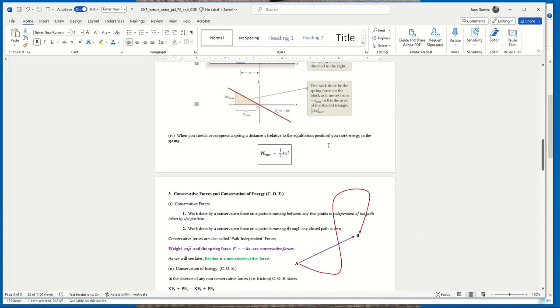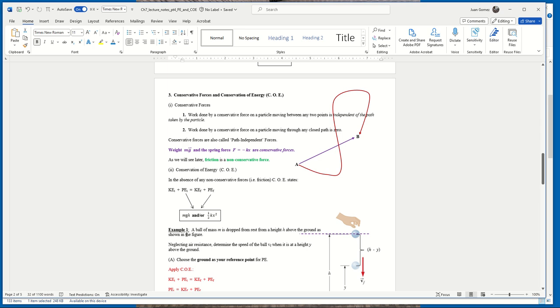Well, spring is very simple. Potential energy is 1/2 kx squared. What is k? The spring constant. What is x? The distance that the spring is stretched or compressed. In MKS units, k is in Newtons per meter and x is in meters. So PE spring is 1/2 kx squared. PE gravitational is mgh, where h is the height relative to the reference point.